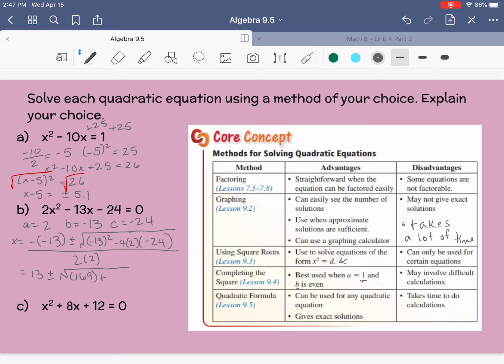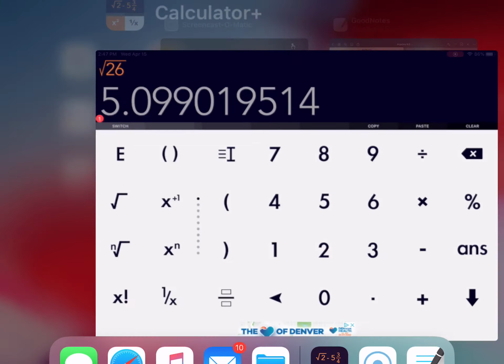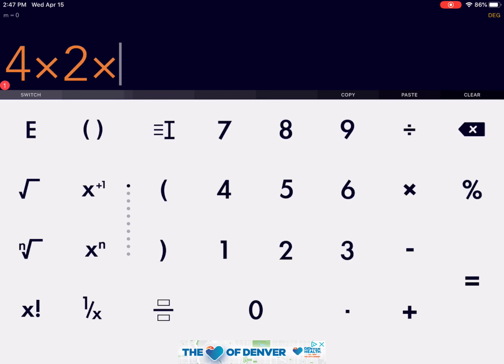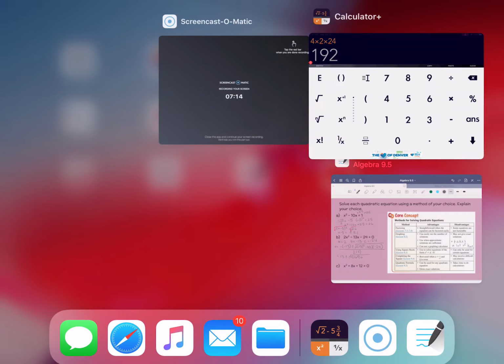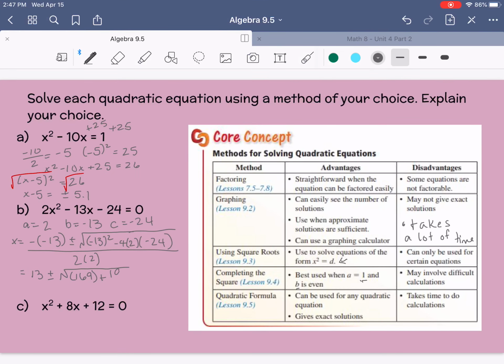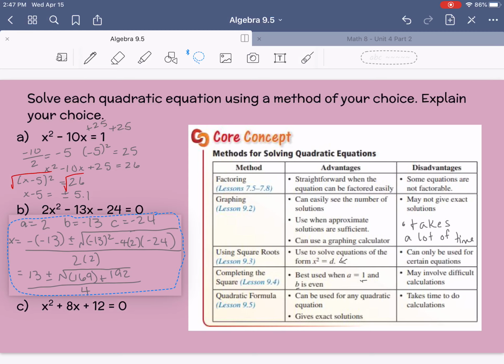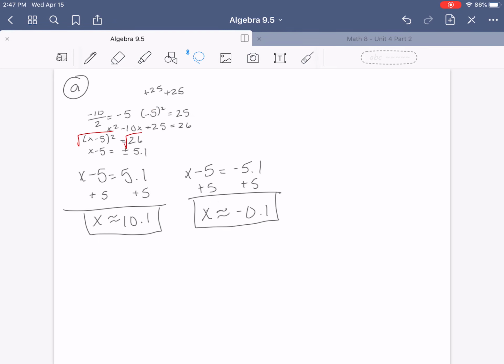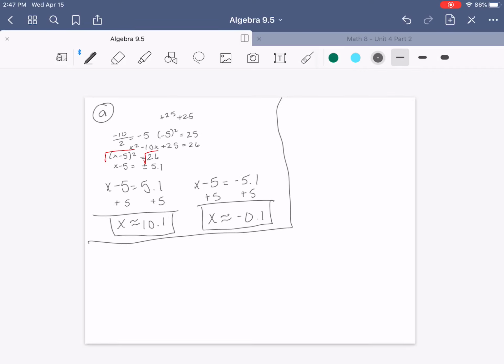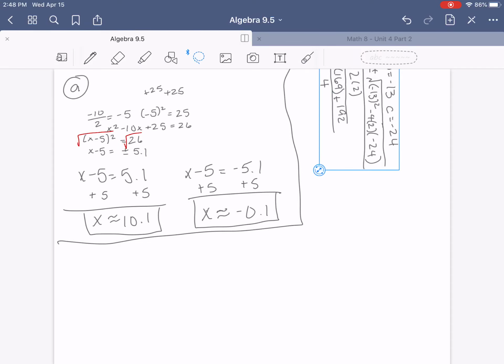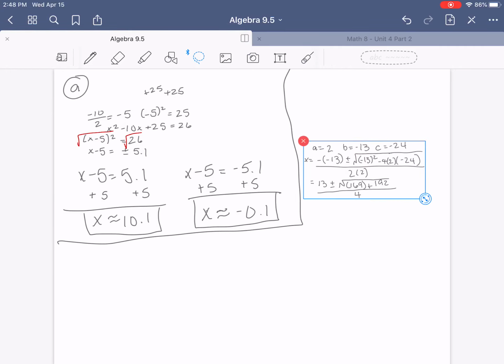And negative 4 times positive 2 times negative 24, that is going to get me a positive number. And I'll use my calculator, 4 times 2 times 24, 192. Over 4. All right, and I'm going to go ahead and make a copy of this and move it to the next page so I can finish. Copy. Paste. That's so funny that it does that.